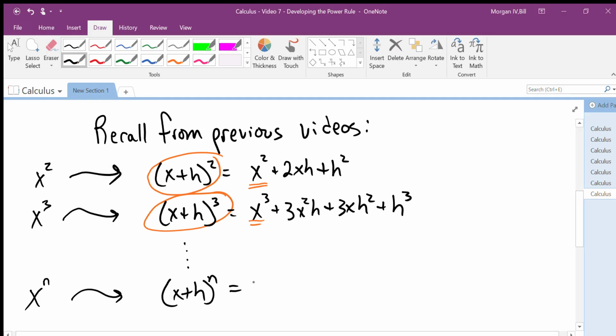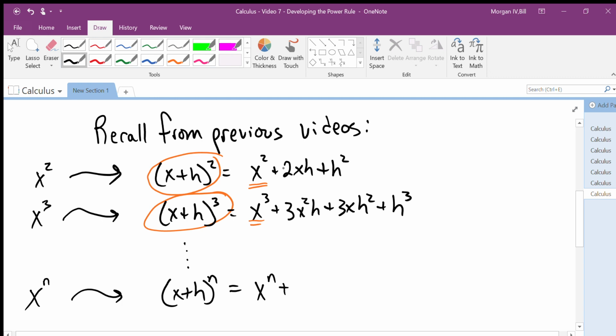I believe it will be x to the power of n. Whatever that n value is becomes the first term. X plus h squared, our first term was x squared. X plus h cubed, our first term was x cubed. X plus h to the n, our first term was x to the n. Okay, good. How about the second term?